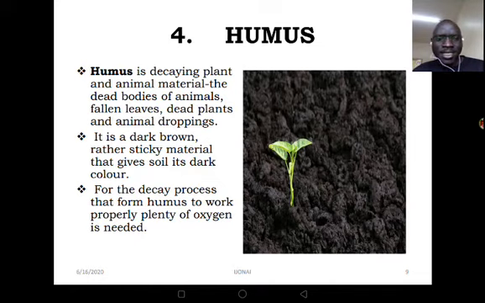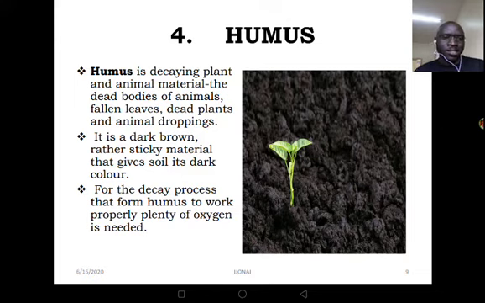Why do you think oxygen is needed for humus to be formed? Yes, oxygen is needed because the organisms which conduct the process of decomposition of this dead organic matter, the leaves, the dead plants, the dead animals, the droppings, the organisms that break them down, most of them are aerobic, meaning they respire using oxygen. So therefore, when oxygen is available in the soil, the process of decomposition and therefore the process of formation of humus is very fast. Yeah, that's why oxygen is very necessary.